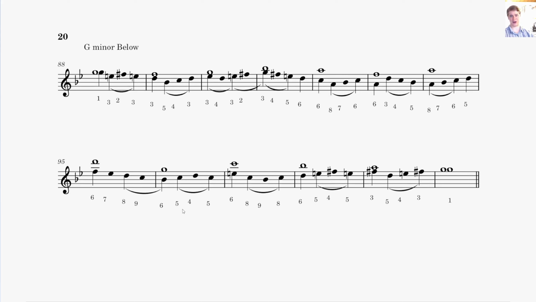Like here we actually have a 5-4-5, and we have another 5-4-5 pattern, very close to each other again. Here we see a 5-4-3 pattern in the second measure, and we see a 5-4-3 pattern in the second to last measure.